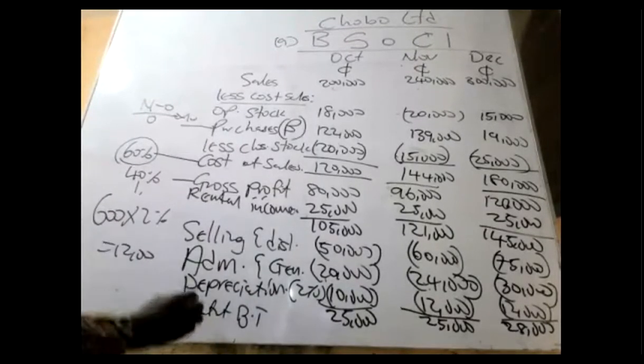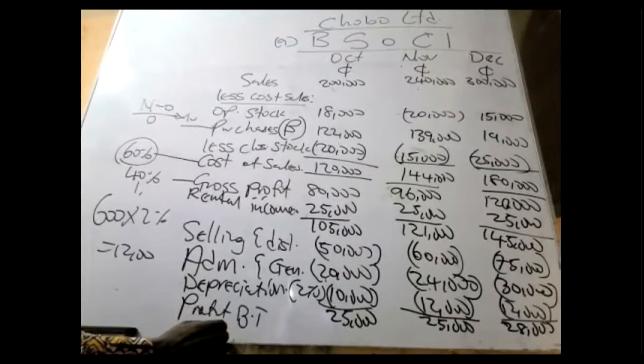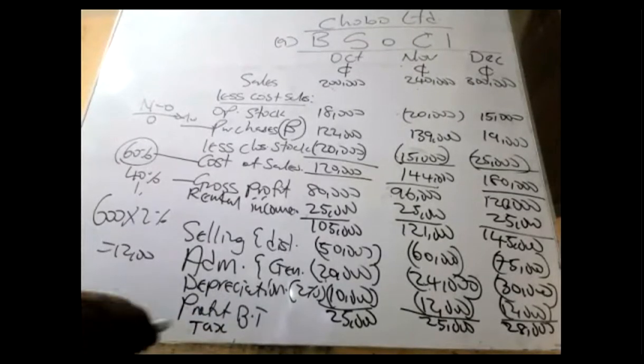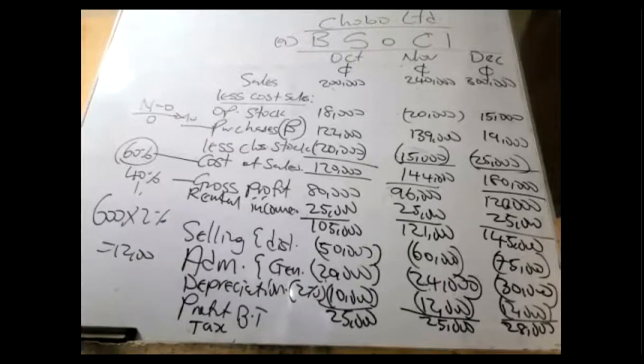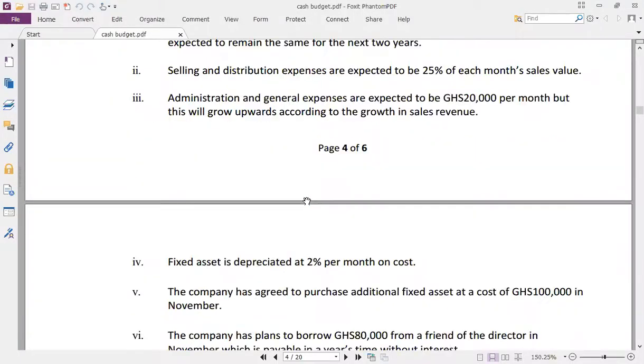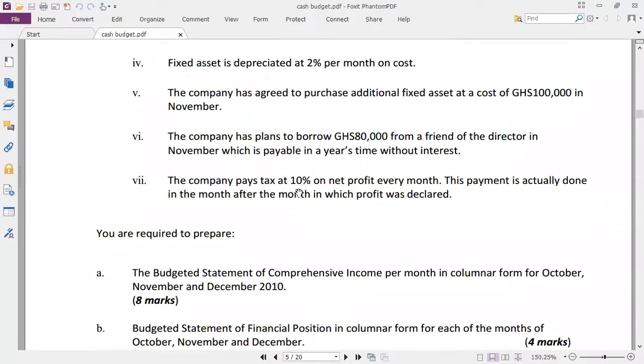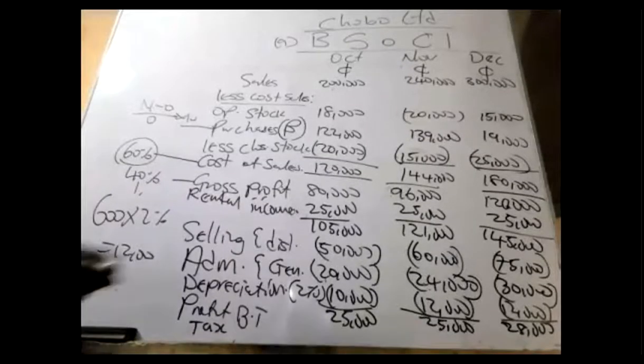Now give me tax, and let's find profit after tax. The tax is 10% per month, payable 1 month in arrears. So where should I place the tax? Understand this section carefully. If the company pays tax at 10% on net profit every month, that's the last footnote. This payment is actually done in the month after the month in which the profit was declared, 1 month in arrears. So 10% on this gives us 2,500.